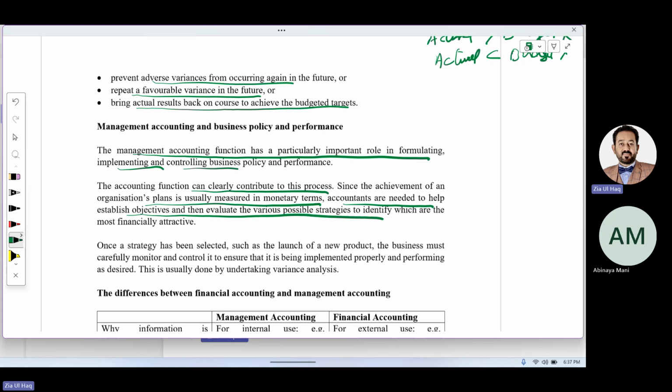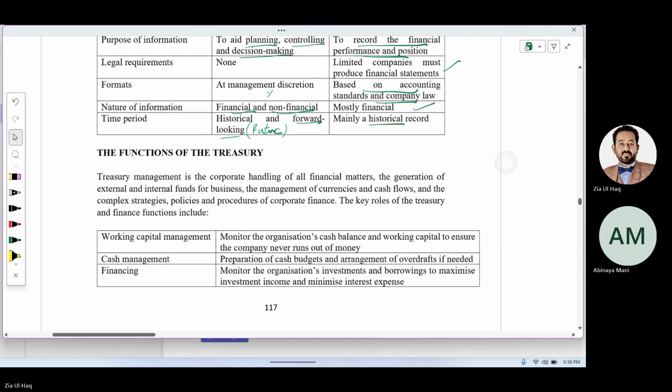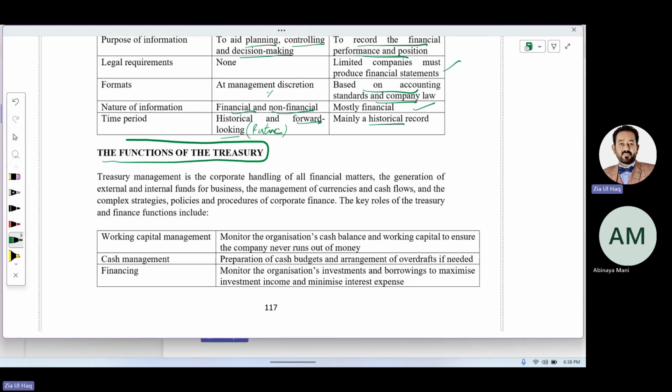I mean, who prepares management accounts? Ultimately, the accounting function. Once a strategy has been selected, such as launch of a new product, the business must carefully monitor and control to ensure it is being implemented properly, performing the desired results. What's the difference between management and financial accounting? We have discussed. Now we are moving towards discussing what is the treasury department function. Treasury means cash and finance management.